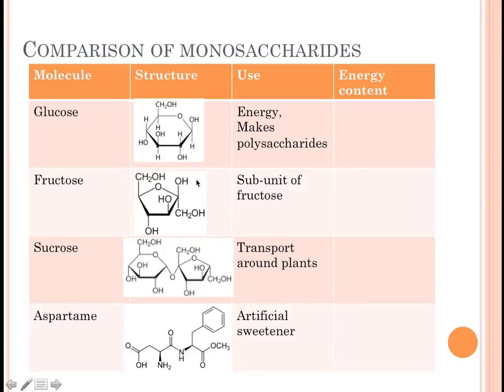Okay. Fructose, very similar to glucose. It's actually got exactly the same molecular formula, but as you can see, this one's got 5 carbons in the ring and 1 sticking out. This one's got 4 in the ring and 2 carbons sticking out. If you link those two together, you make sucrose, which is used to transport around plants because it's much less reactive than either of these.